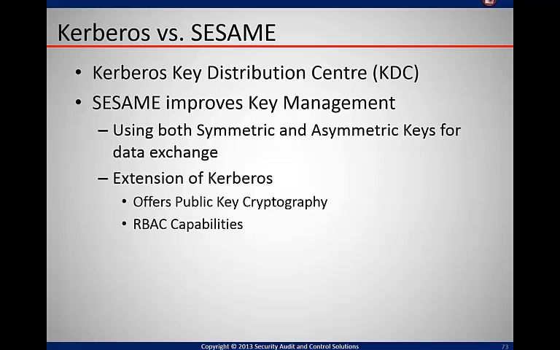Now, Kerberos has a key distribution center. As I said, it has to be physically secured, but SESAME improves key management, and that's the weakness that we have on Kerberos. It uses both symmetric and asymmetric keys for data exchange, and it's an extension of Kerberos which offers public key cryptography and also role-based access control capabilities.